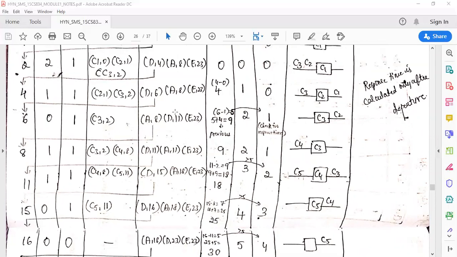Now it is a departure event. So if it is a departure event, you have to add to the number of departures. The first customer had gone, and now the second customer has also gone. So 1 plus 1, the number of departures is 2. Every time you have to add to the previous value. So 1 plus 1, you will get 2.